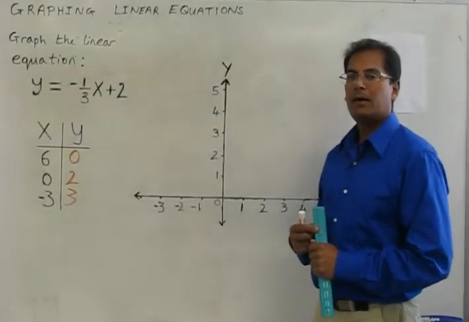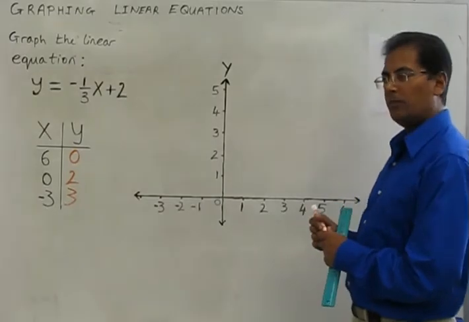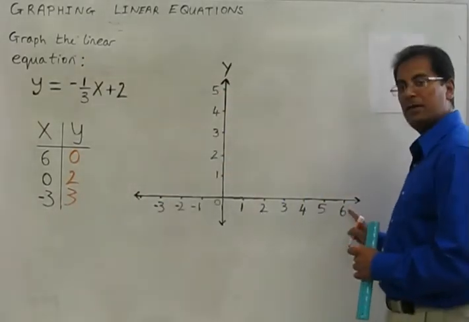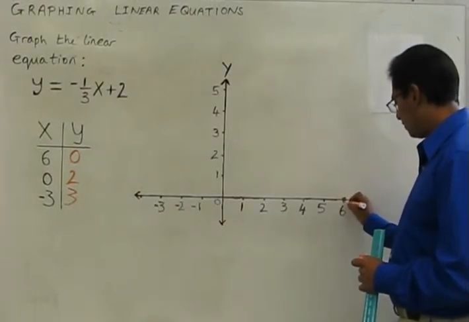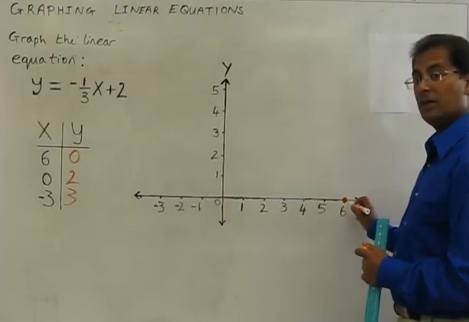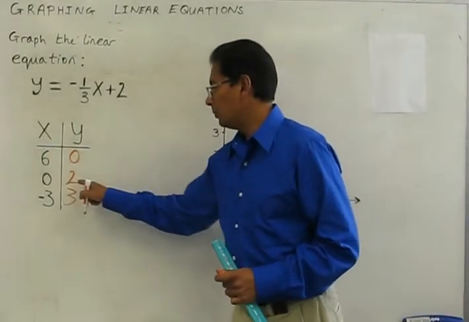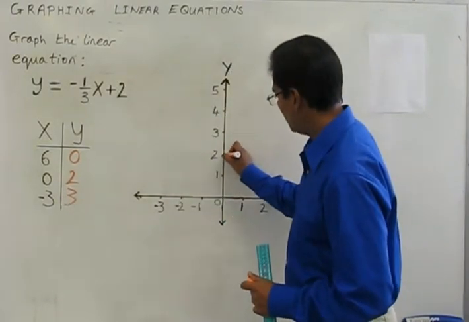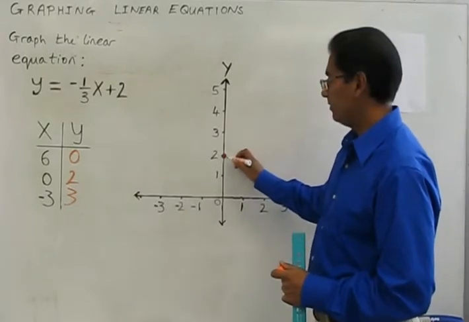Alright, here we have x and y axis, and we're going to graph these 3 points. The first point we have is 6, 0. 6, 0 is right down here, 6, and then y value 0. So notice that is the x-intercept when y is 0. Then we have the point 0, 2. X is 0, y is 2, that goes right here. And notice that's the y-intercept, when x is 0.